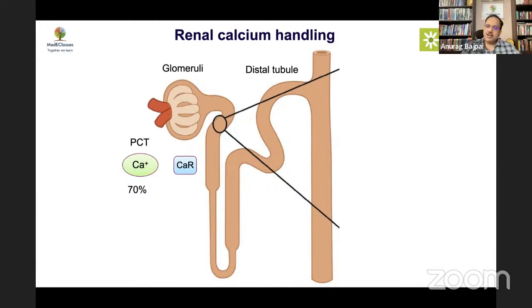Now, if you have scenarios where you have an activating mutation in the calcium sensing receptor, or there is an antibody which stimulates the calcium sensing receptor, the body, in the absence of hypercalcemia, will behave as if it has a lot of calcium. The PTH levels will go down, but the urinary calcium will continue to go up. So this will be a classical scenario of hypocalcemia with hypercalciuria, which is a very important condition to identify, because in this case, if you keep your calcium levels high, you will have a risk of developing nephrocalcinosis.